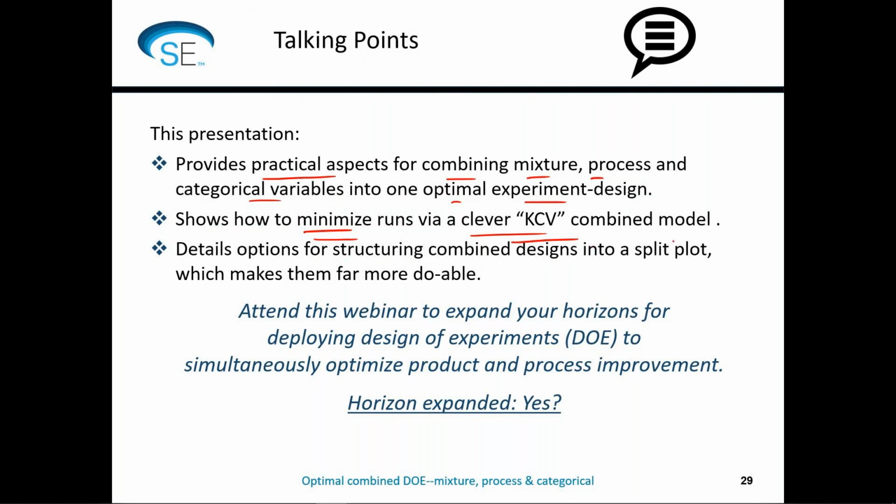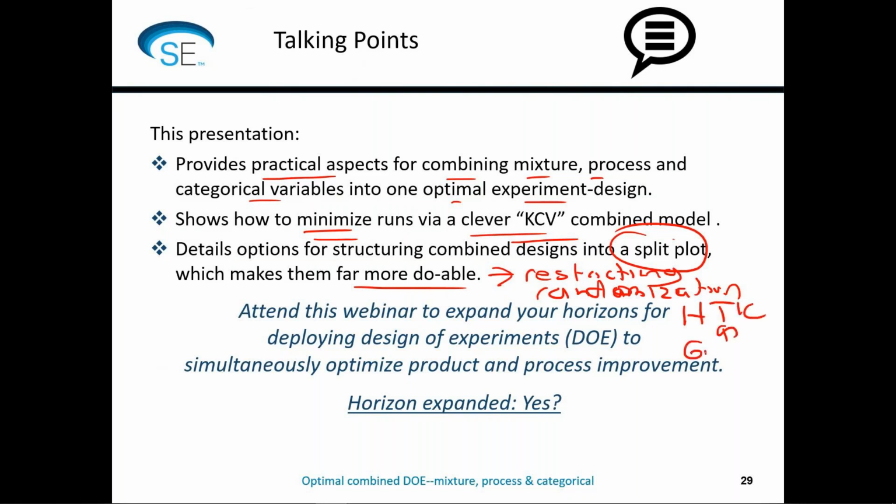And then the idea of a split plot, which makes these combined designs far more doable by restricting the randomization for the hard to change factor, or what we call the HTC factors. In other words, we're going to group these together in a way that makes it much easier to do, like making the chocolate chip cookies.